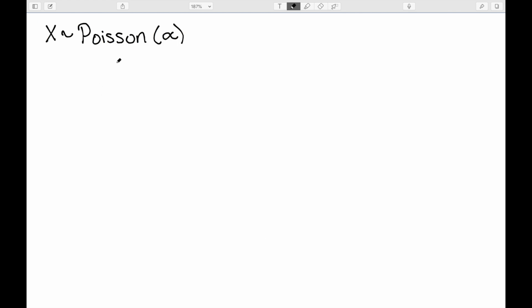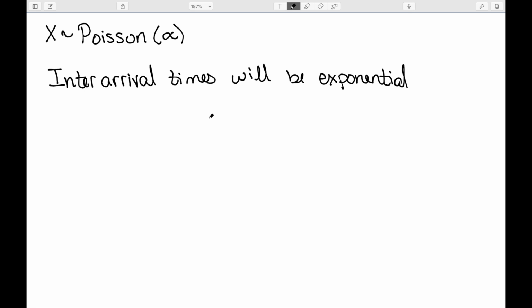So let's suppose x is our Poisson process with a rate of alpha. Then the interarrival times will have an exponential distribution. And the PDF will be given by f of t equal to alpha e to the minus alpha t. So the parameter for our Poisson distribution is the same parameter for our exponential distribution. Let's look at some examples of this.